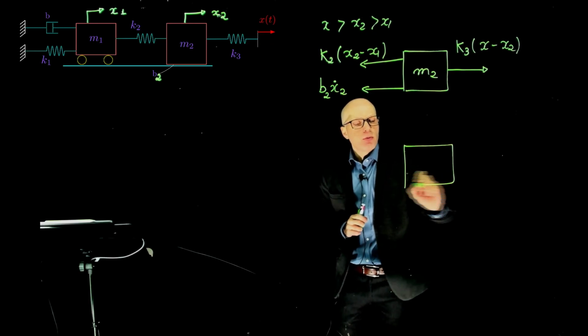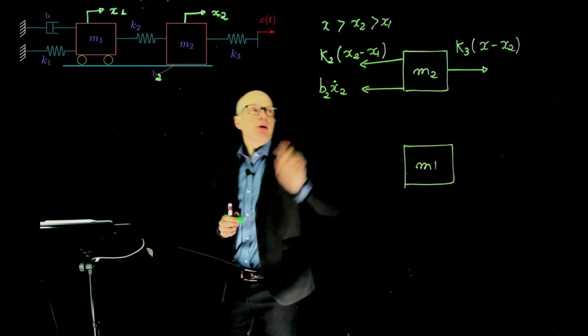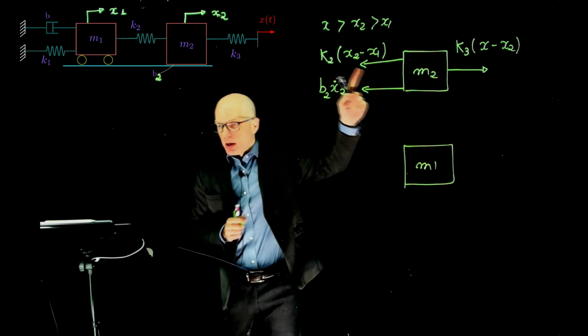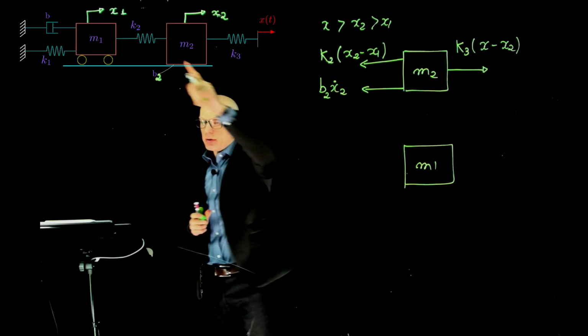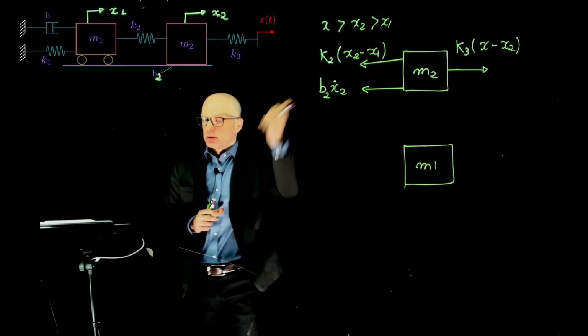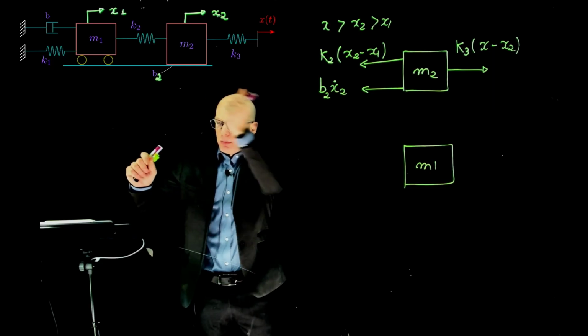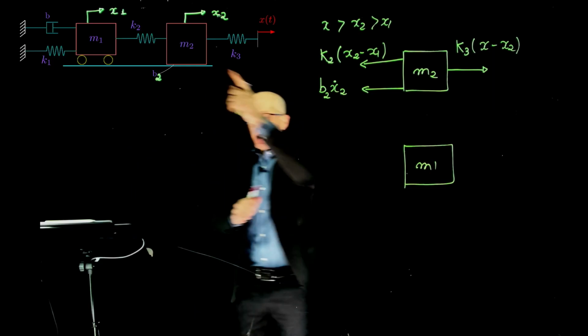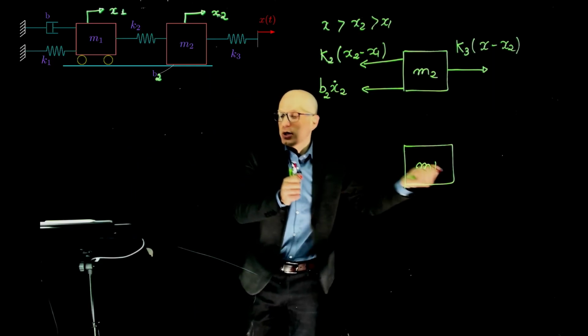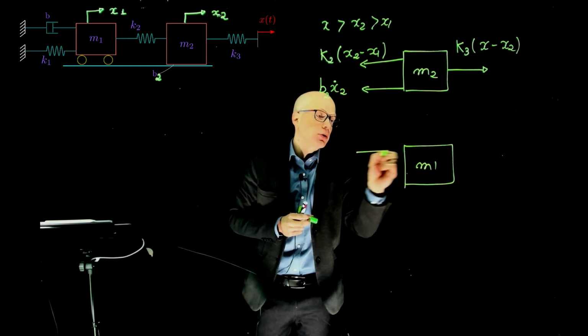Now let's do M1. What is happening at M1? Well, this spring is actually making M1 accelerate to the right. If we move x2 to the right, the spring is stretched to the right, and will make M1 go to the right. So this force obviously needs to go to the right.